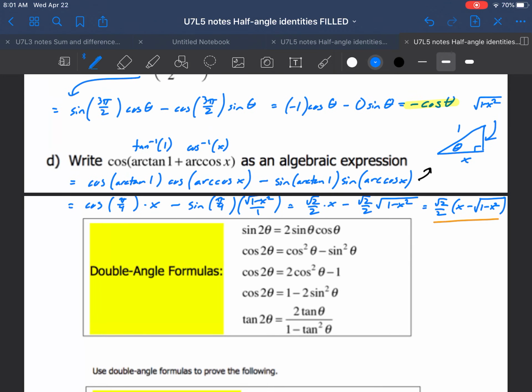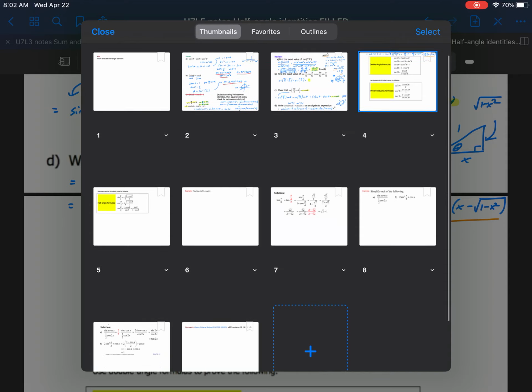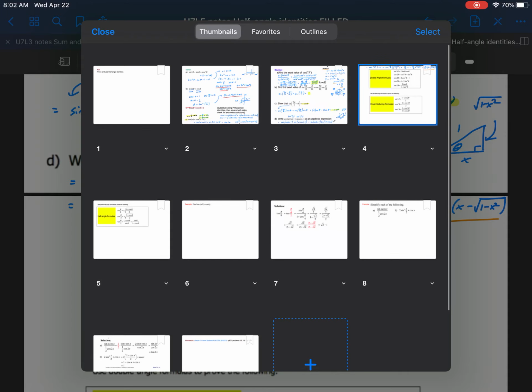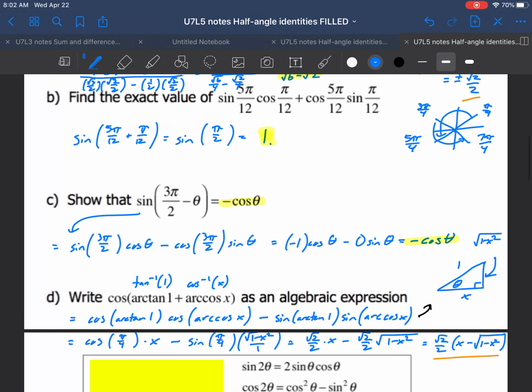I'll stop this video there, and then we'll go through this next set of pages, which looks like it is pages 4 to 8. Yeah, actually 4 to 10. Okay.